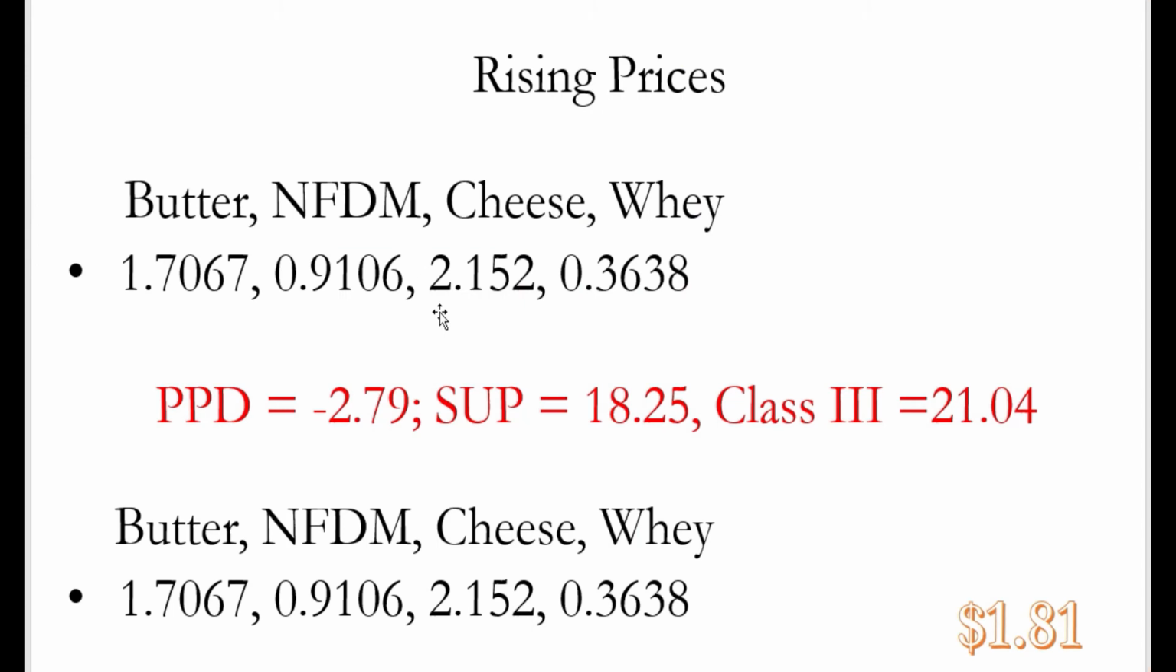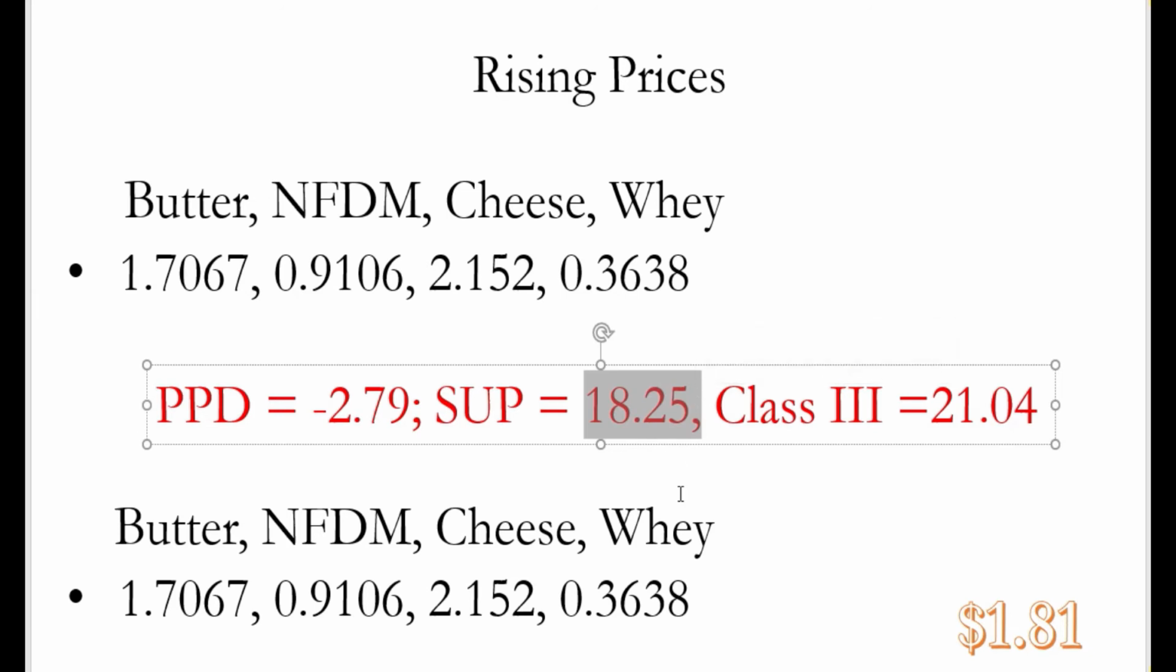So the question I asked is, what if we'd had these high prices all the time as opposed to having the prices rise? So we had exactly the same butter, nonfat dry milk, cheese and whey during the advanced prices as we had during the actual class and component announcements. If we did that, we end up with a statistical uniform price of $18.25 and a PPD of minus $2.79. So in fact, our PPD would have risen by $1.81.